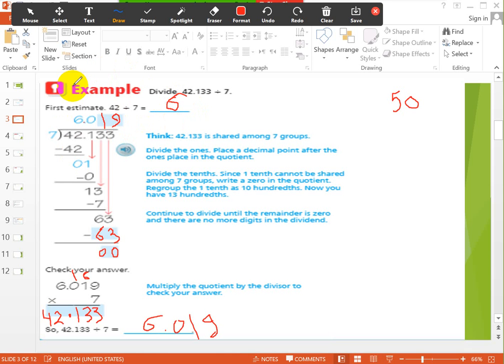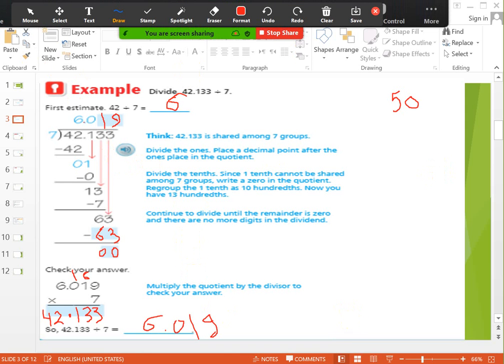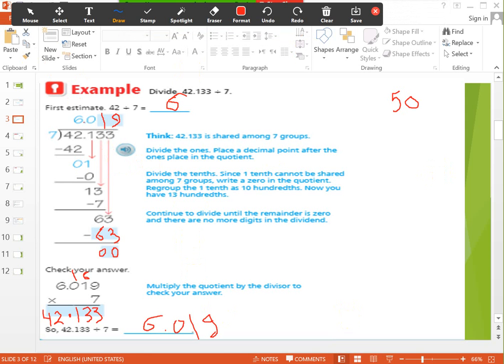Okay? Girls, if you finish this example, please type 1 in the chat box to move to another example. Thank you, girls. Do you have any question about this example, girls? If you have any question, please type it in the chat box also. No? Thank you, girls. Now we will move to another exercise, exercise number 1, on the same page, page 15.